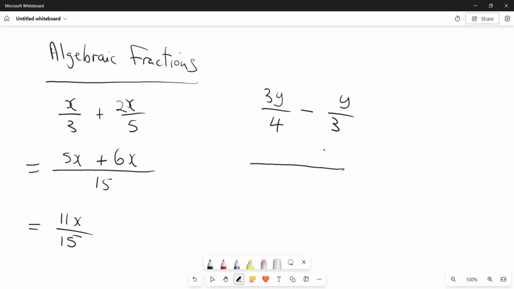We get our LCM of 4 and 3 is 12. 4 into 12 is 3. 3 times 3y will give us 9y. Right? 3 into 12 is 4. Oh, put a minus sign here for us. 3 into 12 is 4. 4 times y is 4y. Right? So what did we get? 9y minus 4y is 5y over 12.